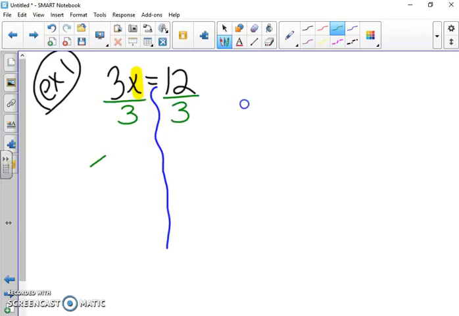This is what I meant. I don't want to see this. No, don't do that. Use your fraction bar. Because that way, look how nice and neat. Those go away. Drop down your x. 12 divided by 3 is 4.